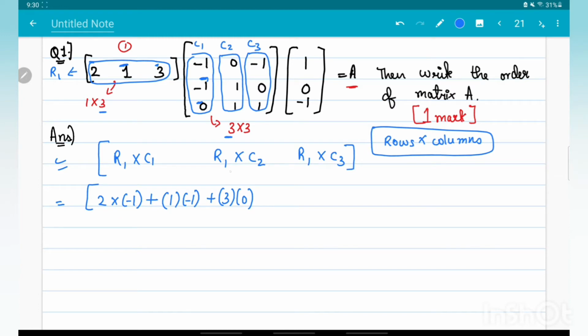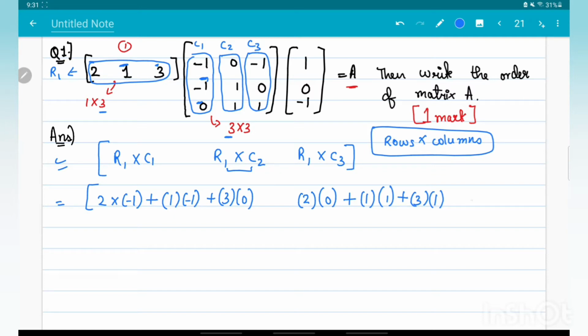Then we are going to multiply row 1 with the second column. The first element of that row, that is 2, will be multiplied with the first element of the second column, which is 0. We are going to put a plus symbol. Then the second element, that is 1, is going to be multiplied with the second element of the column, which is also 1. Now the third element of the row, that is 3, is going to be multiplied with the third element of the second column, that is 1. So this is our second element of this matrix.